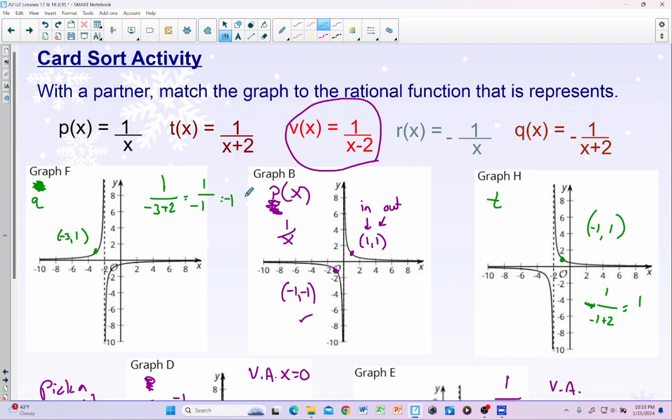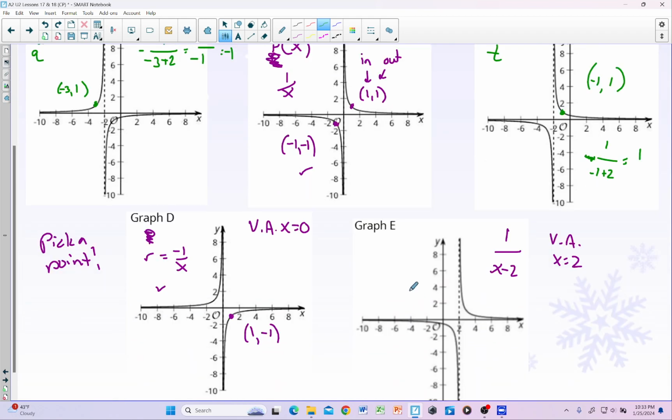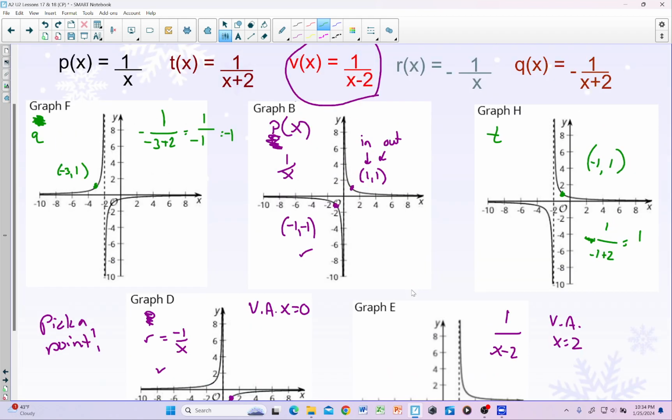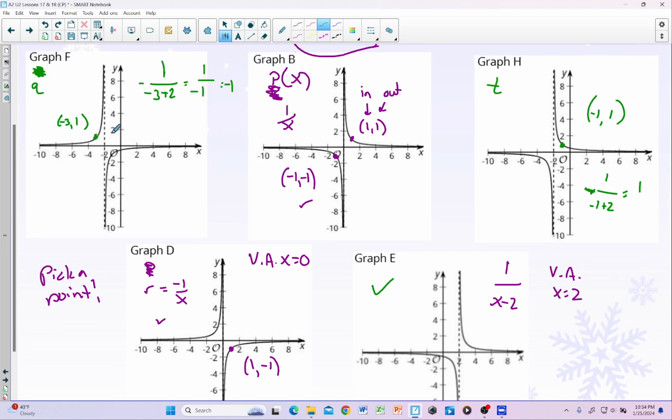So this one would have to be negative. Okay, so we matched it up. We have Q, P, T, and then R, and then graph E. Looks like that one was V. And so that covers that. So we can tell a lot from locating where those asymptotes are. But then after that, we may have to do a little bit of a check just to see which way the orientation goes.